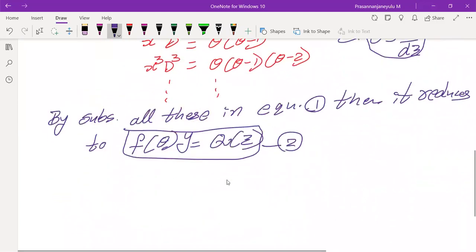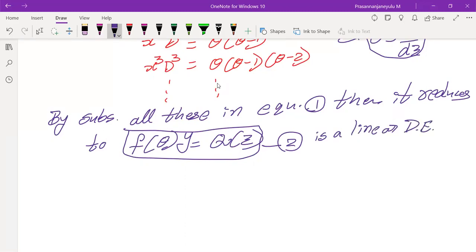From here onwards, we need to find the general solution of equation number 2. The general solution is y equals yc plus yp. Equation 2 is a linear DE with constant coefficients. Sir, how it will convert, we'll see in problems. You know how to find the solution of a linear differential equation with constant coefficients. Use that procedure and find the solution.